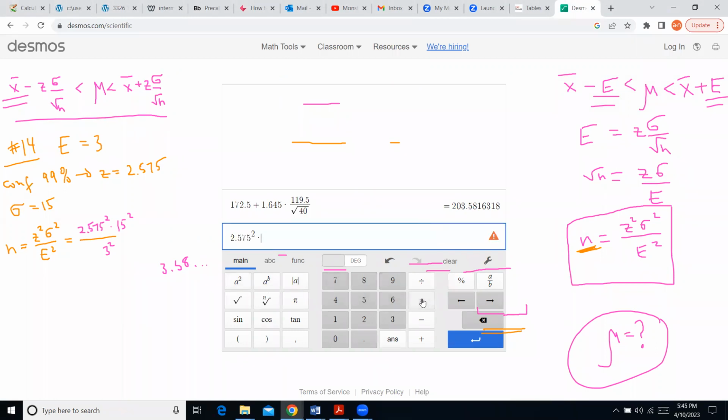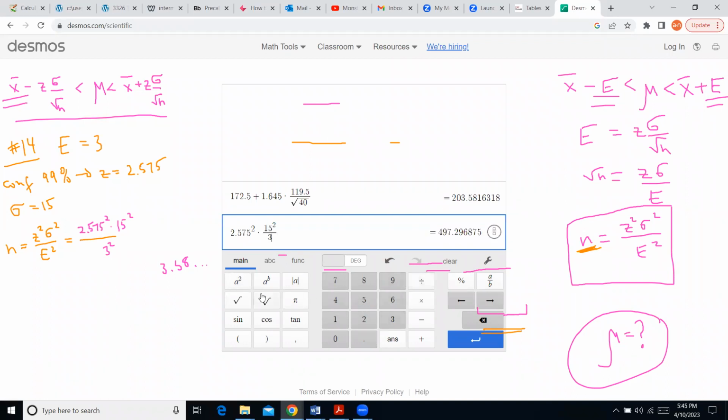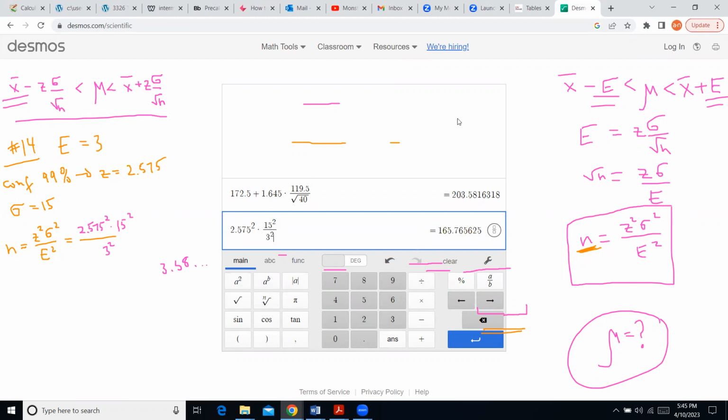So let me multiply this 15 squared and then divide this by 3 squared. And I get 165 something. Look at this. It tells me how many people or elements in a sample I need to select, and I cannot take 165 point something people. What I take is 166. So we always move to the next place. And that's where you actually start the process. So that's the first stage in all of these calculations.